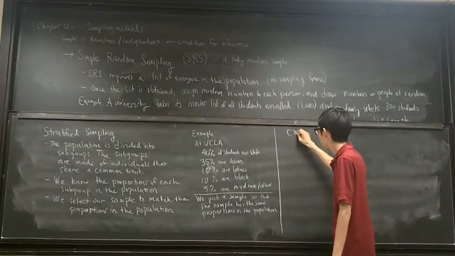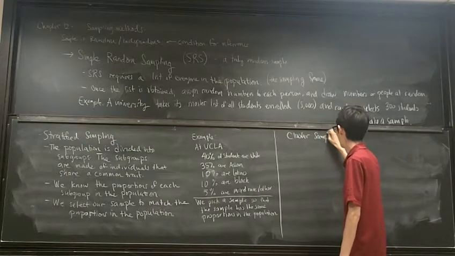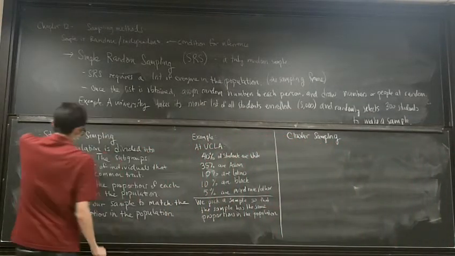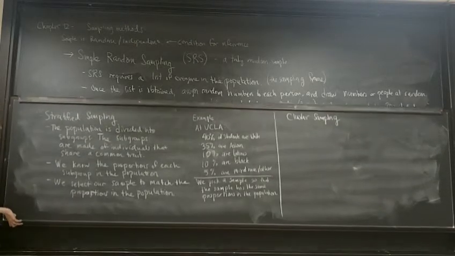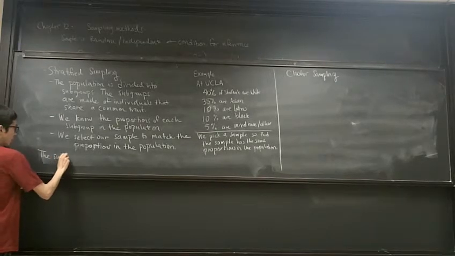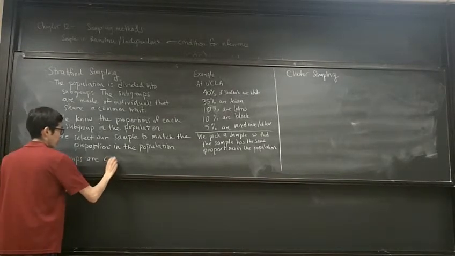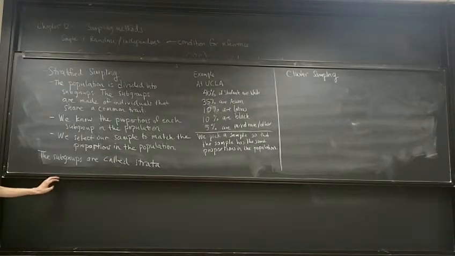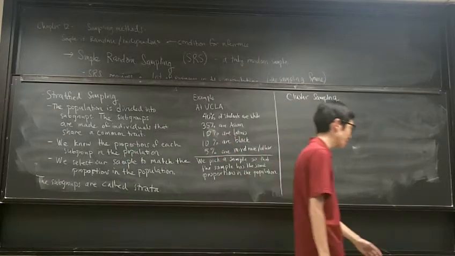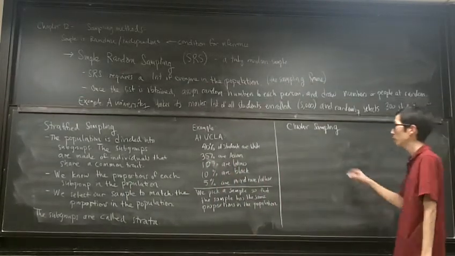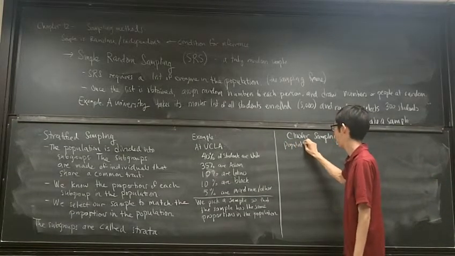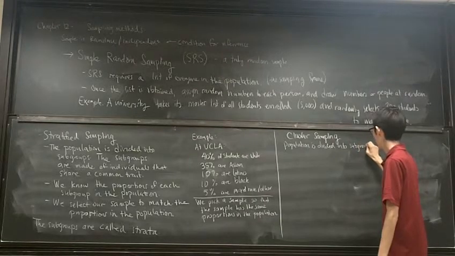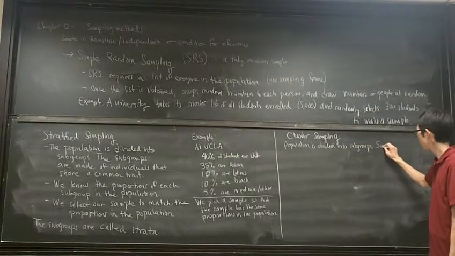Yeah. Okay, cluster sampling. I'm sorry, over here it's called stratified sampling because the subgroups are called strata. And over here, we have subgroups, and the subgroups are called clusters. The population is divided into subgroups, and the subgroups are clusters.